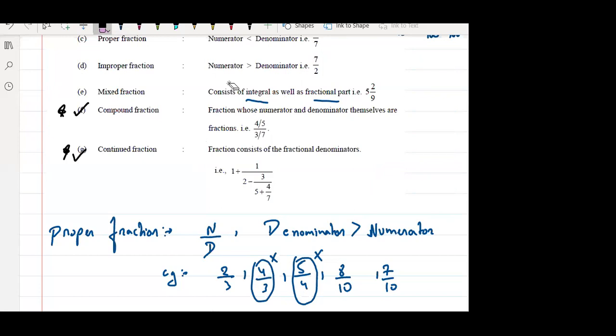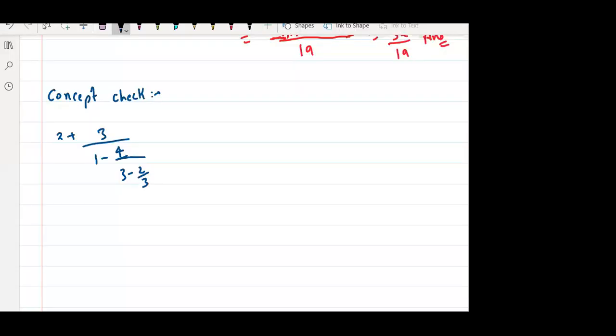Tell me, can you solve this? I'll give you 5 minutes. Can you solve what is the value of this? Take 5 minutes. Fine. Sorry guys, class was not recorded right till this point. I don't know, I don't remember when I paused it. Okay, so I'll explain this again.